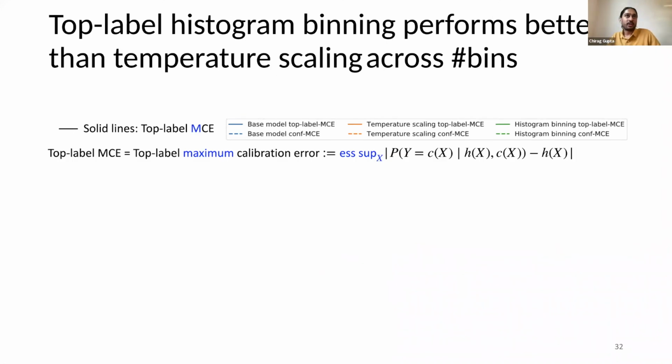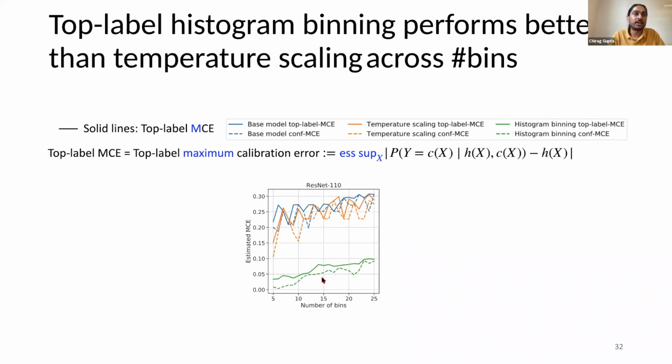Another notion that we do really well for is what is called the maximum calibration error. And this is related to the conditional calibration guarantee, where you're looking at the worst possible difference between the LHS and the RHS. Okay, and here you see that histogram binning does much better.